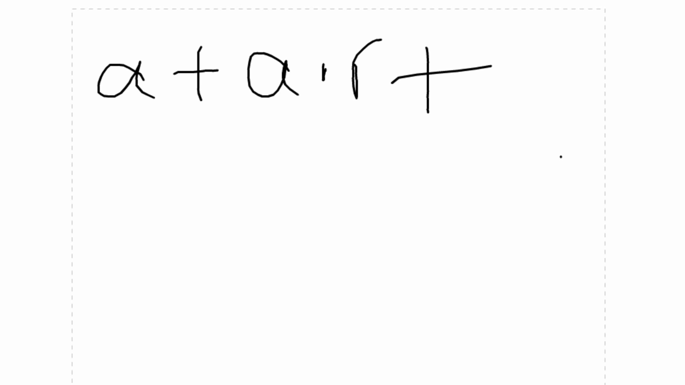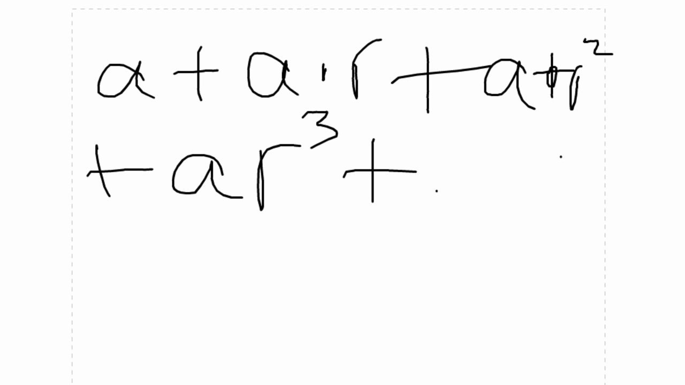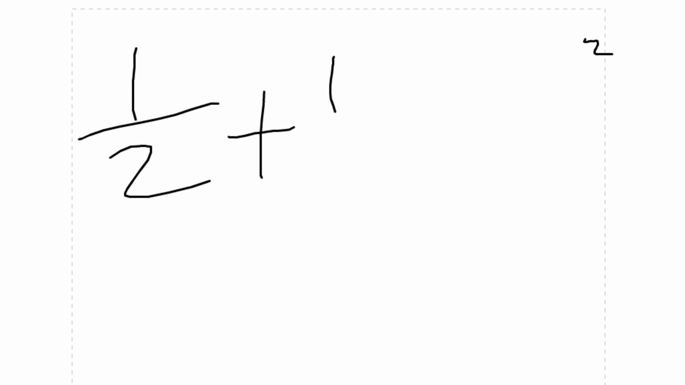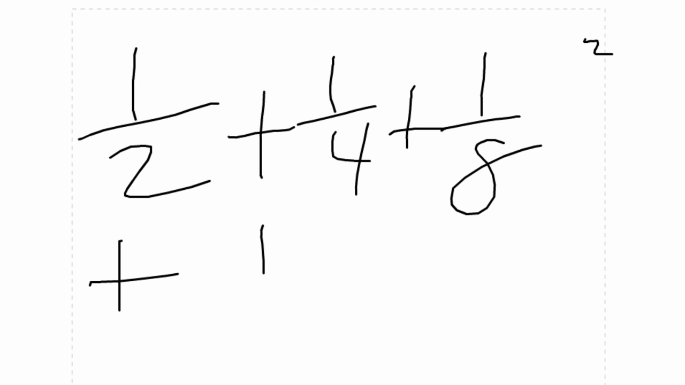An infinite series is the sum of infinitely many numbers. An example of an infinite series is the sum from i equals 1 to infinity of 1 over 2 to the power of i, whose terms can be written as a, the first term, plus a times the common ratio, plus a times the common ratio squared, plus a times the common ratio to the power of 3, and so on, which in our case is 1 over 2 plus 1 over 4 plus 1 over 8 plus 1 over 16, and so on.